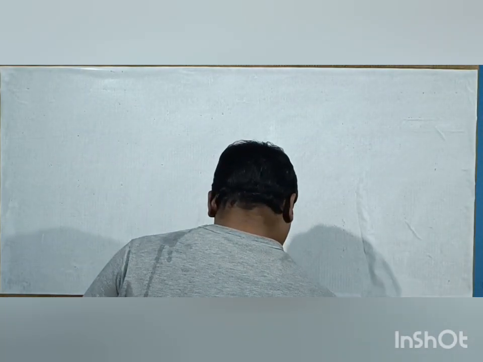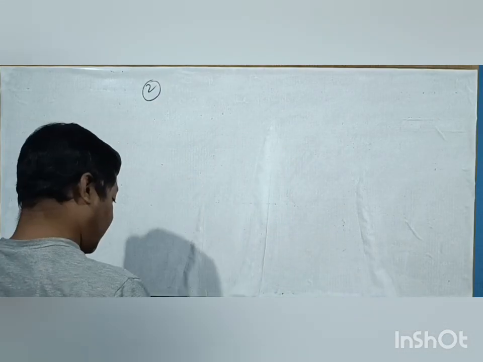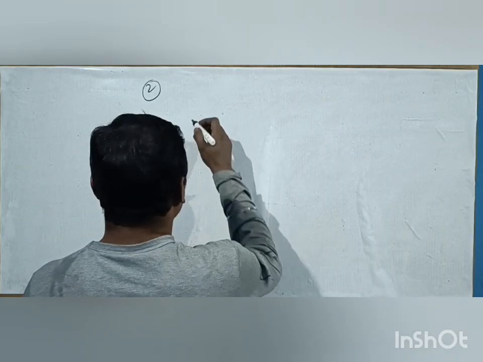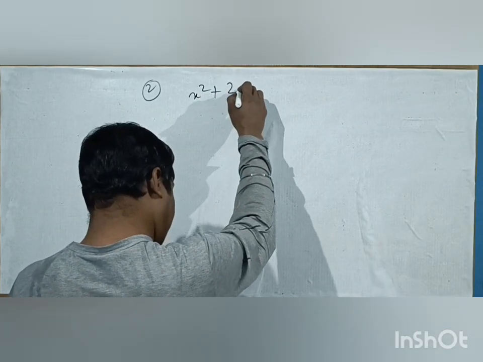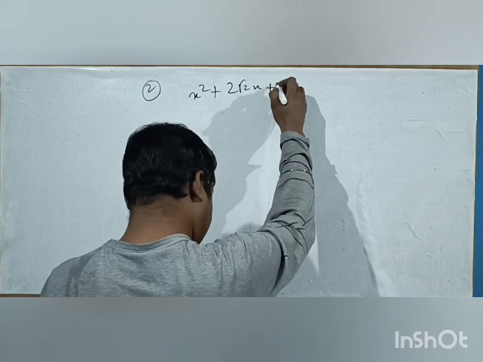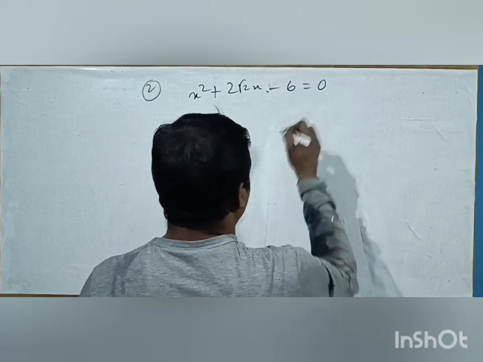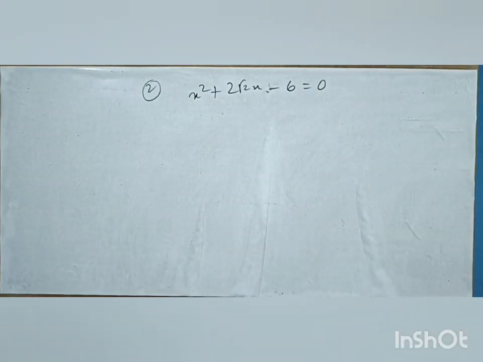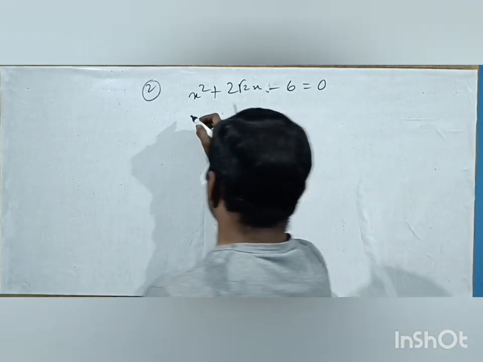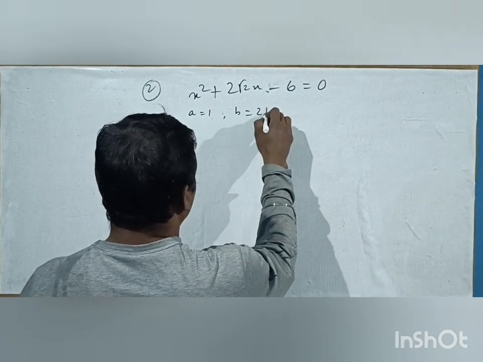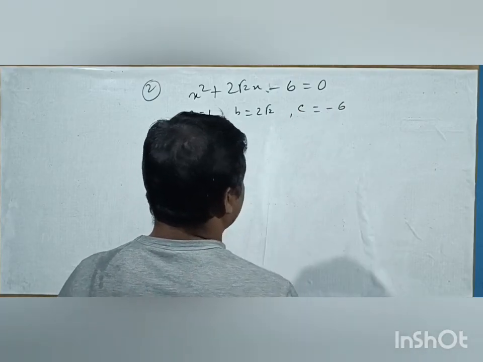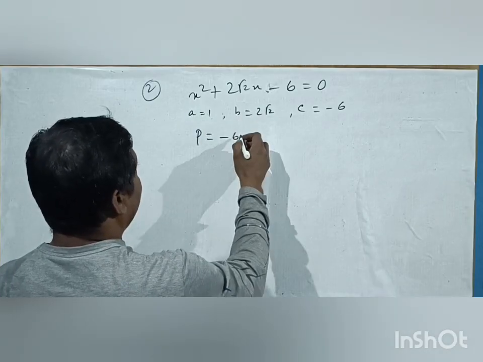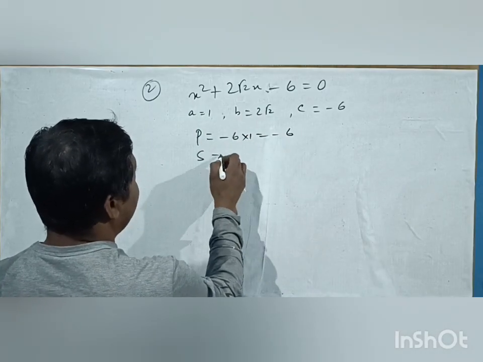The second question is also from a board question. Solve the quadratic equation x square plus 2 root 2x minus 6 equal to 0. Solve for x. So this is a quadratic equation having a equal to 1, b equal to 2 root 2 and c equal to minus 6. So the product is minus 6 into 1, equal to minus 6, and the sum is 2 root 2.